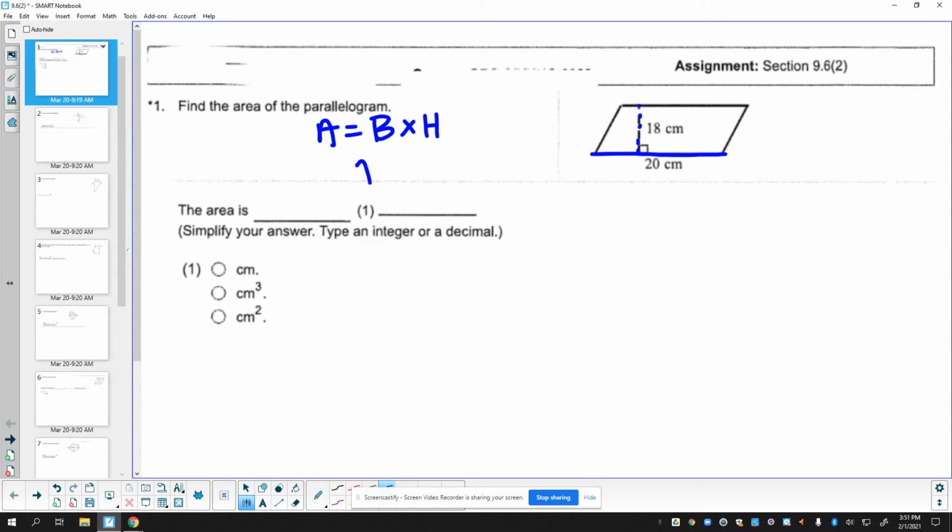So I was trying to find the area here. I'm going to take 20 times 18. That's going to give me 360. And you're also going to have to select the label. So anytime you have area, you're looking for squared of your units. So that's going to be centimeters squared. So that was what we did yesterday.